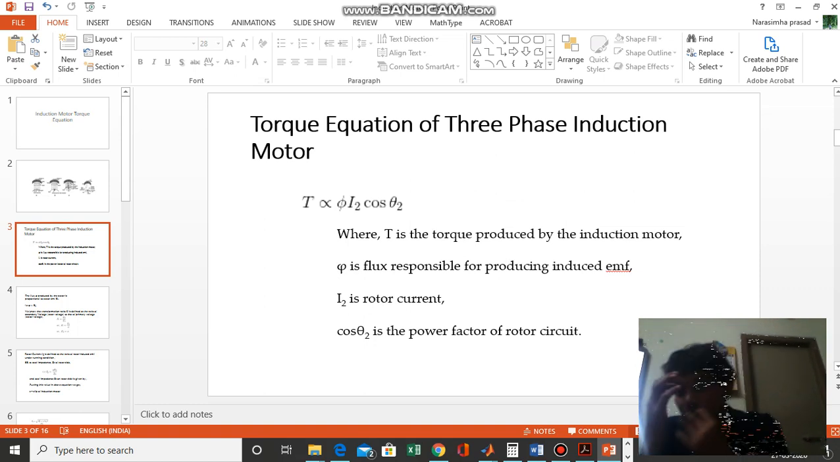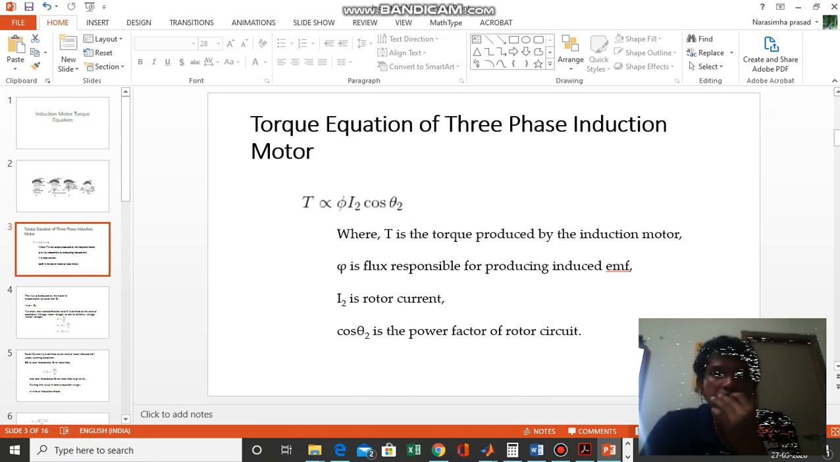As this is alternating current, we should take the power factor cos phi 2 into consideration. This is the rotor power factor angle cos phi 2. Cos phi 2 means R2 by Z2, where R2 is the rotor winding resistance and Z2 is the rotor winding impedance. Impedance is the complex sum of resistance and reactance. So, cos phi 2.